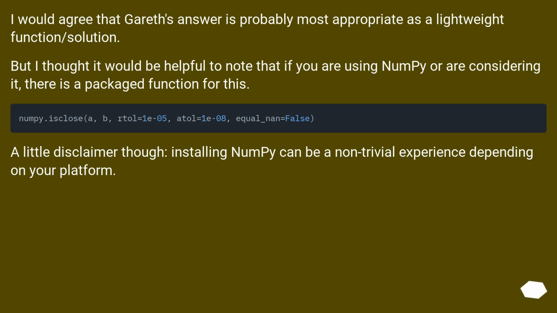I would agree that Gareth's answer is probably most appropriate as a lightweight function/solution. But I thought it would be helpful to note that if you are using NumPy or are considering it, there is a packaged function for this. A little disclaimer though, installing NumPy can be a non-trivial experience depending on your platform.